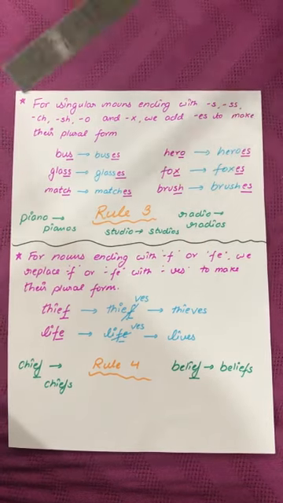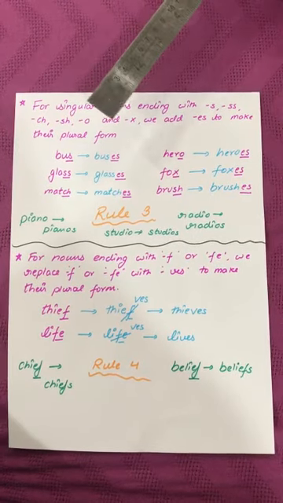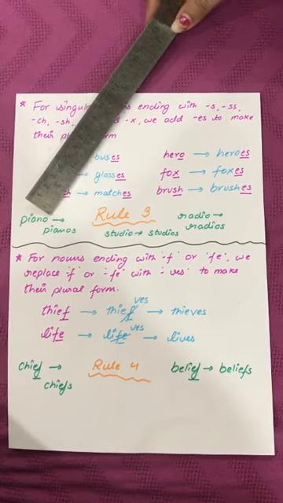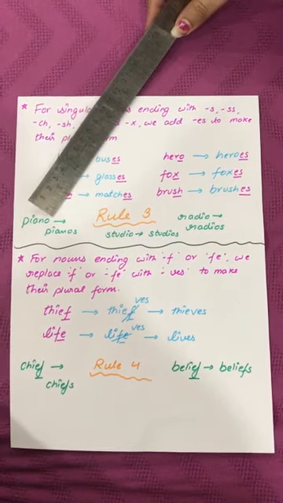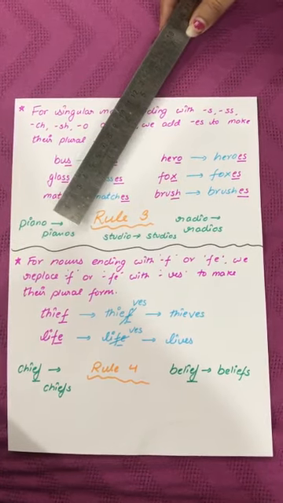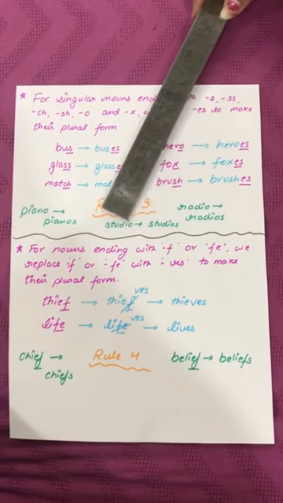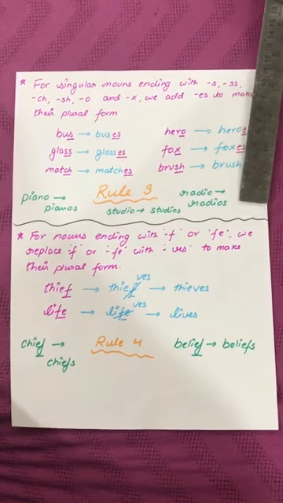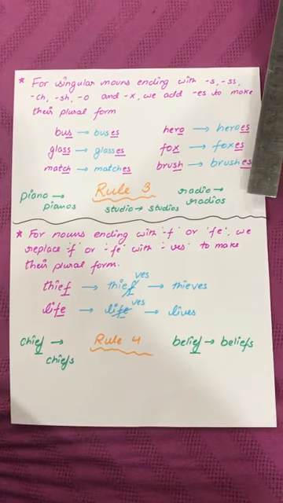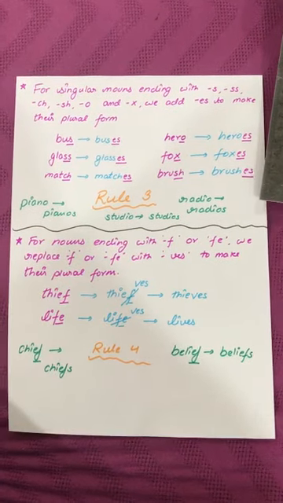So children, we can see that all of these were following this rule, but there are some words that do not follow this rule. Say piano. Piano ends with a o, but the plural of piano is pianos. Here we haven't added an es, but we have added only the letter s to the end of the word. Similarly, studio becomes studios and radio becomes radios. So these three words, piano, studio and radio, don't follow this rule. So you need to remember them separately.